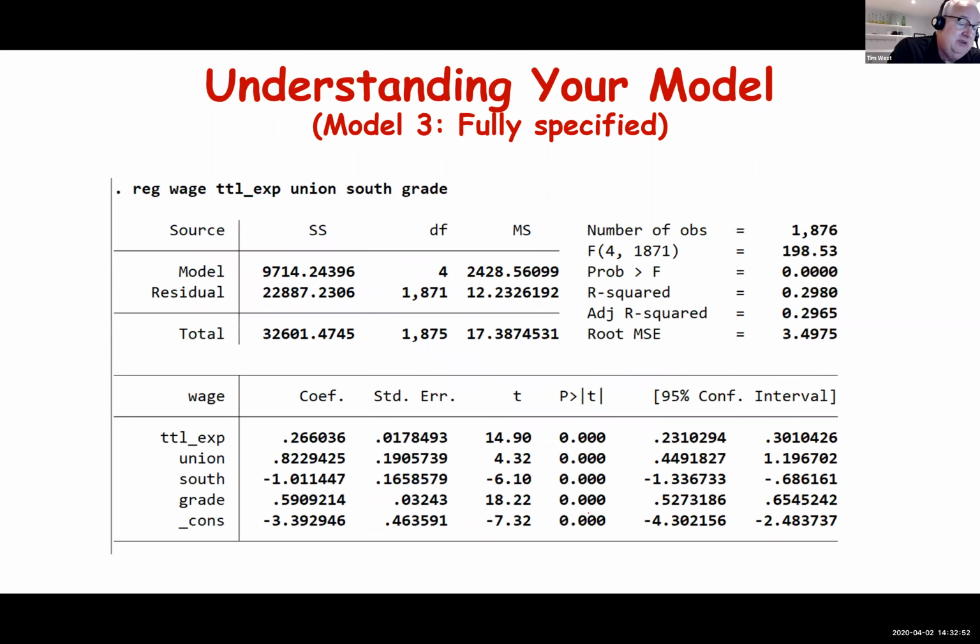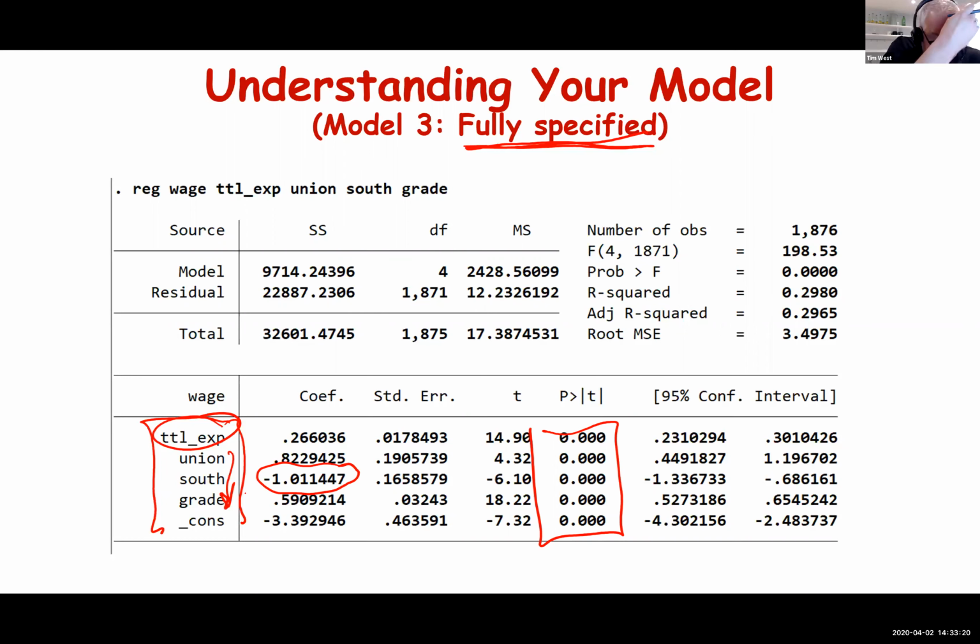And so finally, I would take a look at what I call a fully specified model. That's the model that's going to include both my main effect, which is this total experience, plus my control variables. And what we can see now is all these things are statistically significant. And so again, you've got to interpret the signs. In this case, if they live in the south part of the city, that's going to have a negative impact on their wages and so on. So make sure you're able to interpret the sign.